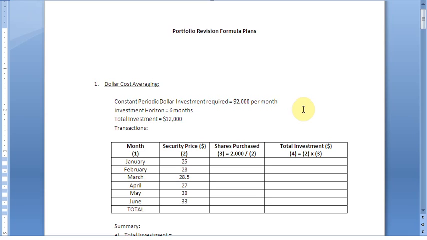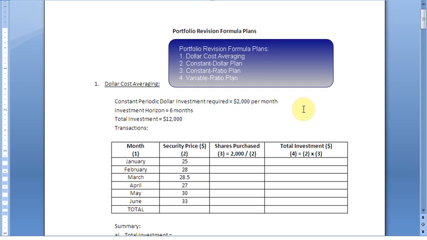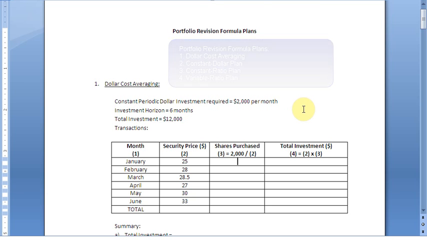In these few episodes, my friends, we are going to consider 4 simple ways of rebalancing our portfolios. They are: number 1, dollar cost averaging; number 2, constant dollar plan; number 3, constant ratio plan; and number 4, variable ratio plan. To keep the screencasts short, we are going to devote one episode per plan.